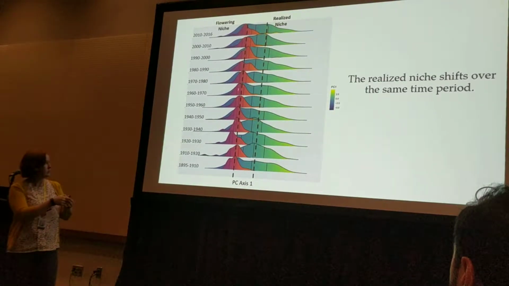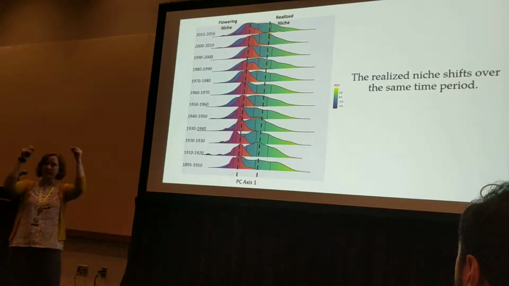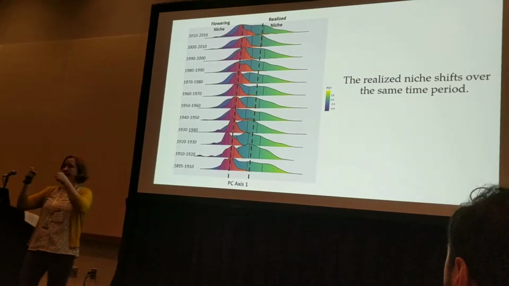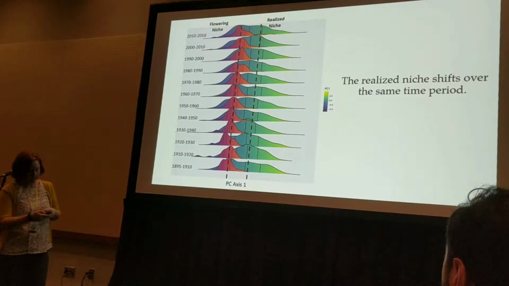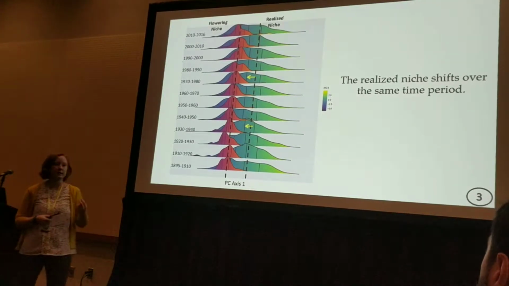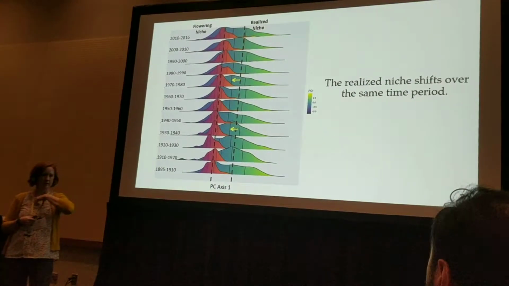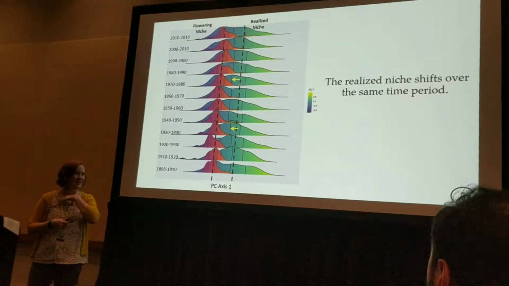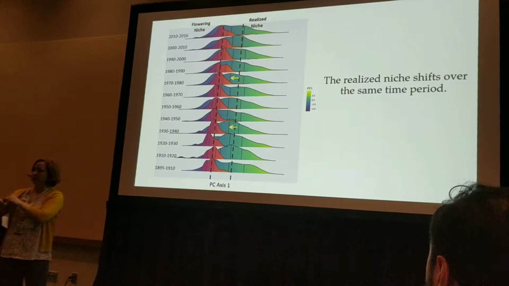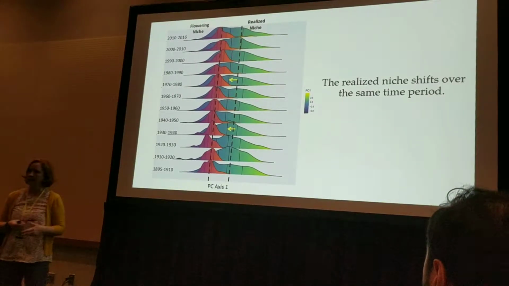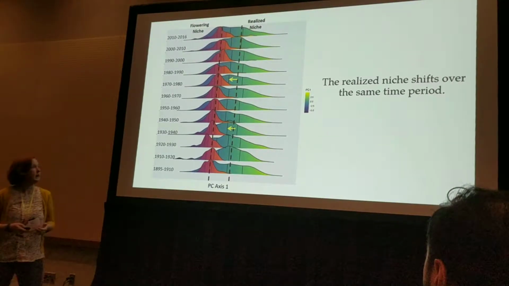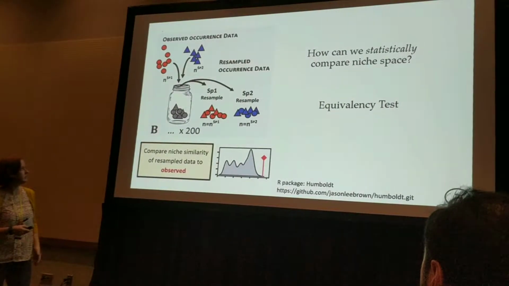So these dotted lines or dashed lines here are just reference points to make it a little bit easier to look through here the different decades. And I will tell you that the median value here for the realized niche does shift through time. Okay, so we believe we're seeing a pattern where the flowering niche is quite stable, the realized niche seems to be changing in behavior.